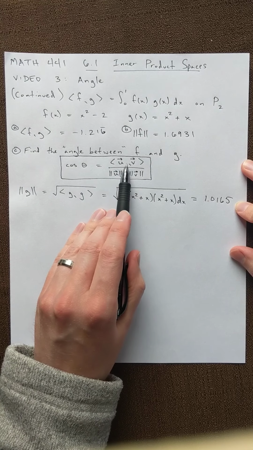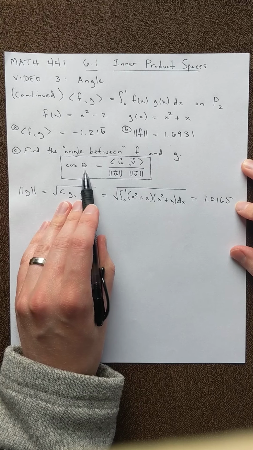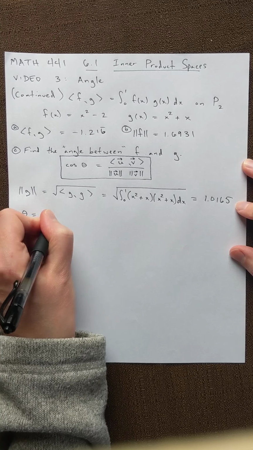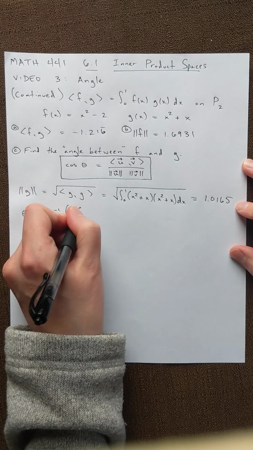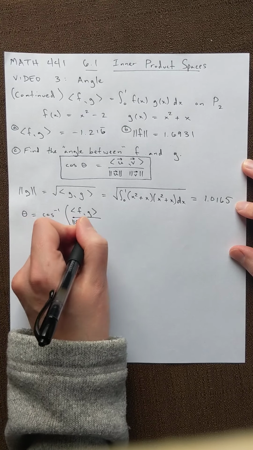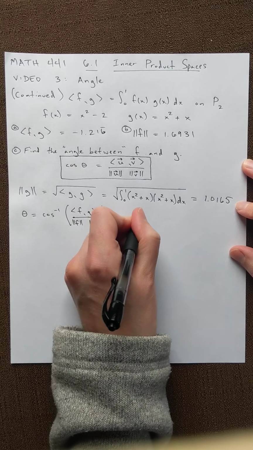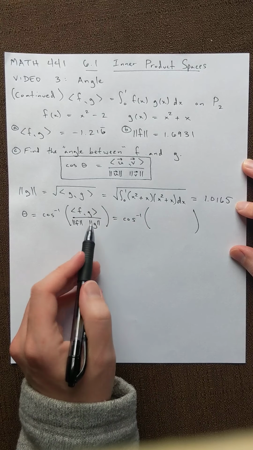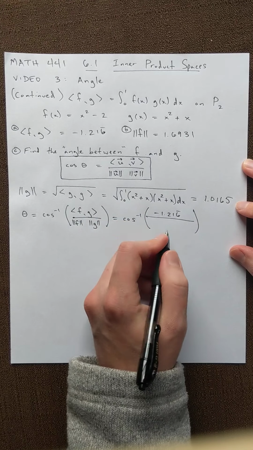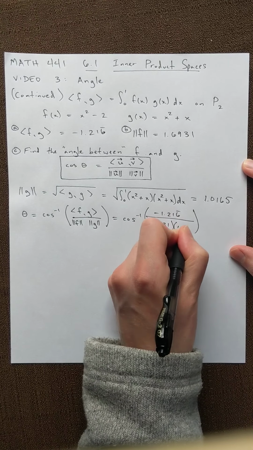Okay, so we now know the numerator and both parts of the denominator, so I'm good to go to use this formula. And I think I want to find the angle, so I will take an inverse cosine of both sides. So theta is cosine inverse, or arc cosine, of the inner product of f with g divided by the norm of f times the norm of g. Since we already calculated all these numbers, the numerator is negative 1.216 repeating. The denominator is 1.6931 times 1.0165.